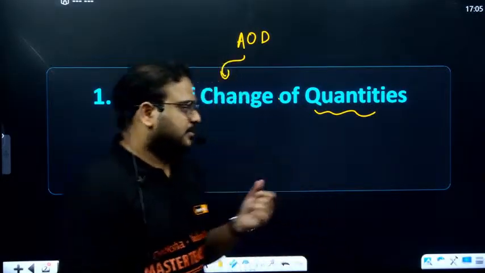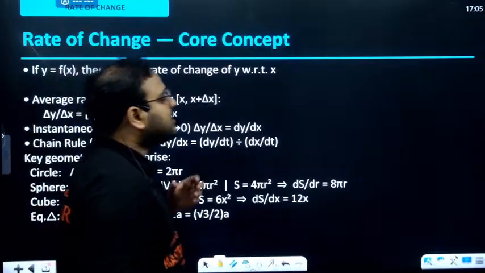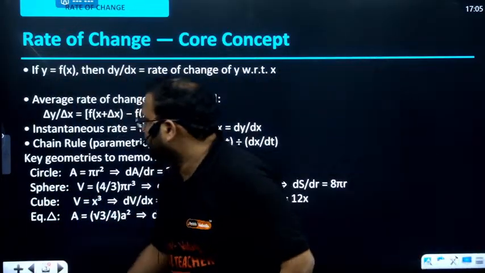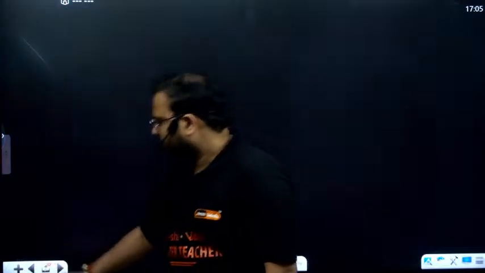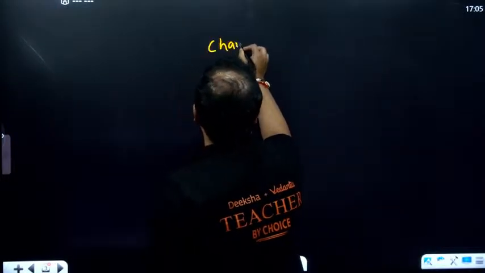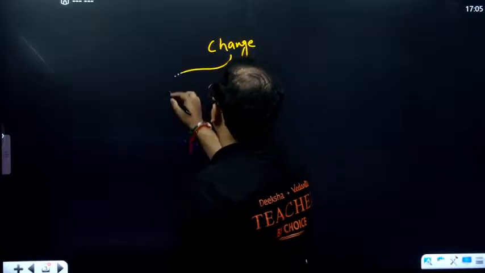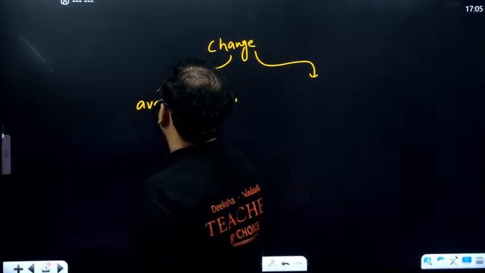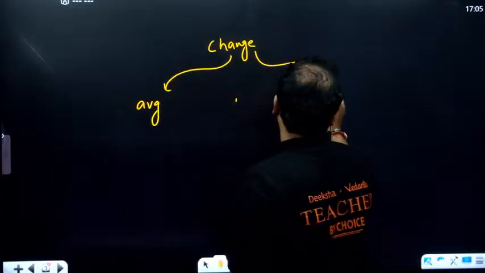Let's start the session. Okay, so there are two types of change. Before we go into rate of change, let's talk about change. When we talk about change, we have two types of change. Number one is average, and number two is instant.